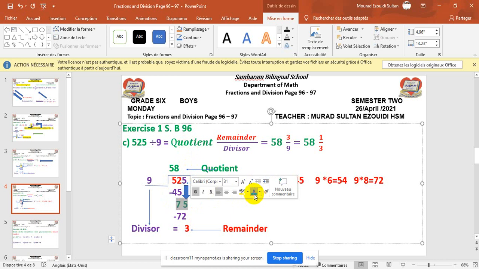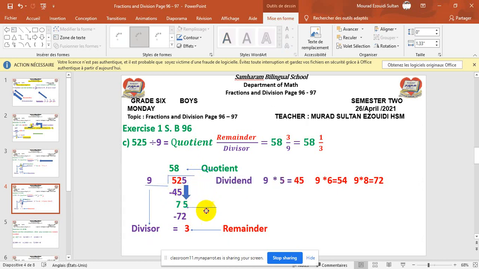Clear? Now I will try to divide 75 by 9. So I will find the multiple of 9 which is near to 75. 9 by 8 is 72. So I should subtract 72. How many groups of 9 are there in 72? Only 8. So we write here 8. Then 8 by 9 is 72 because it is a multiple of 9. Then I will make subtraction. 75 minus 72 is 3. So this is the remainder. And this one is the quotient which is 58.